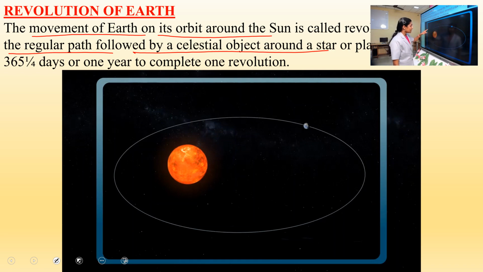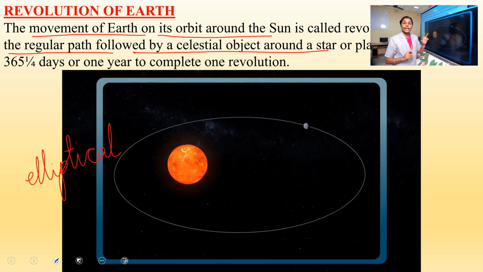And here you can see the regular path being taken by the earth. Is it circular? No. It is elliptical. The orbit of the earth is elliptical.